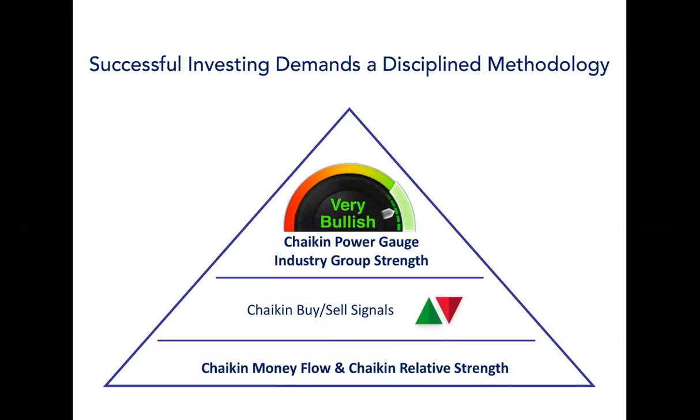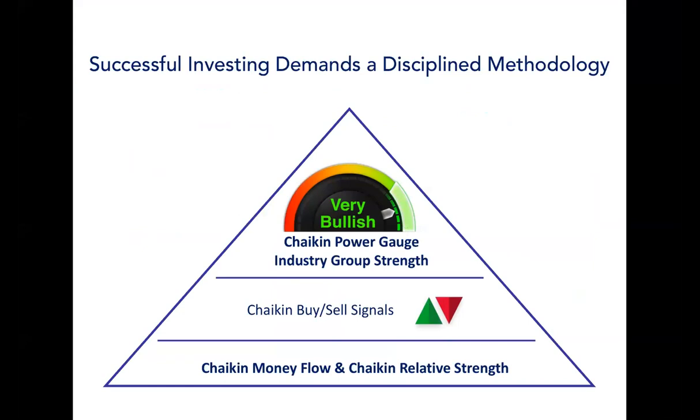Successful investing demands a disciplined methodology. Successful trading even more so. So at the top of the pyramid is the Chaikin power gauge rating. It looks like the gas gauge on your car. And industry group strength. We think that's very important. We're going to cover that in the webinar, and how you can know which sectors and industry groups are likely to outperform based on fundamentals.